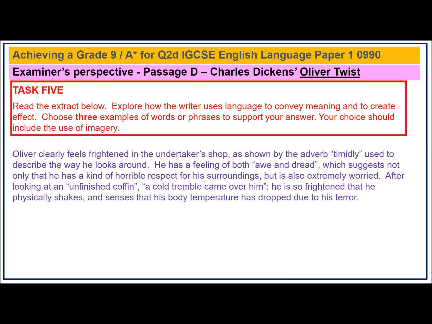I wrote, Oliver clearly feels frightened in the undertaker's shop, as shown by the adverb "timidly" used to describe the way he looks around. He has a feeling of both awe and dread, which suggests not only that he has a kind of horrible respect for his surroundings, but that he is extremely worried. After looking at an unfinished coffin, "a cold tremble came over him". He is so frightened that he physically shakes and senses that his body temperature has dropped due to his terror.